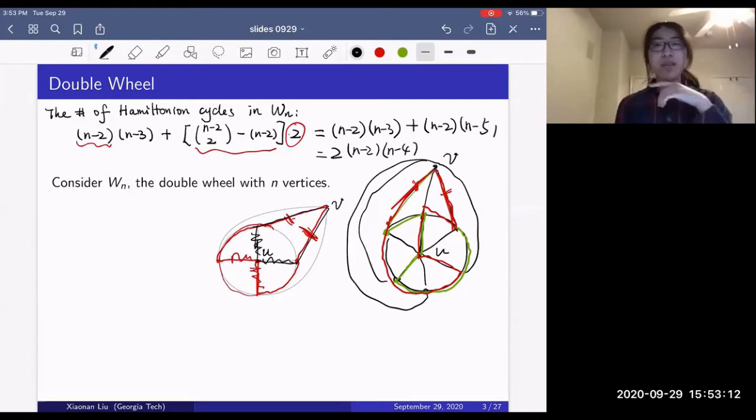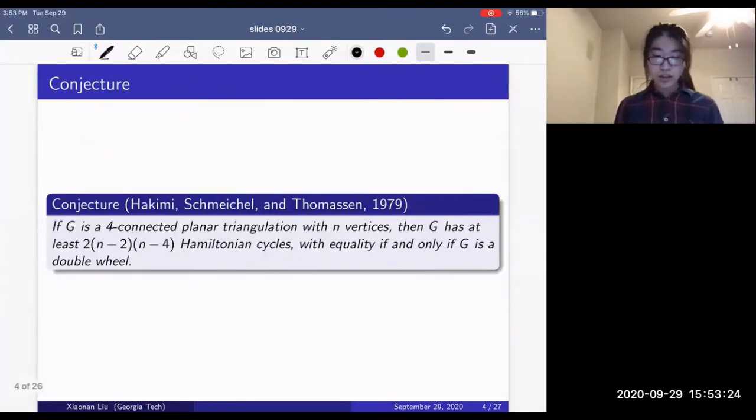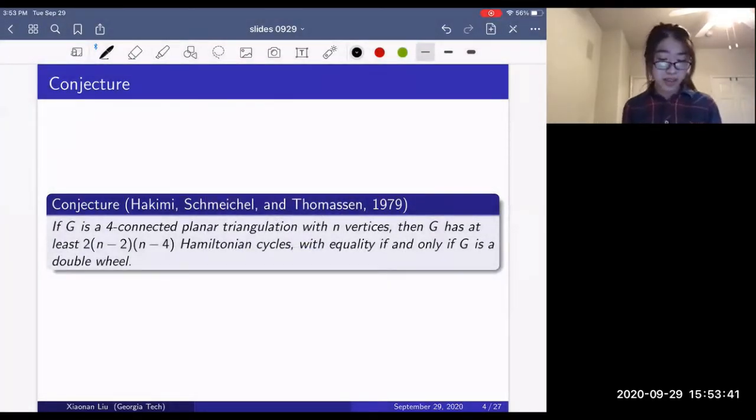And also we have one conjecture about the number of Hamiltonian cycles in 4-connected triangulations. In 1979, Hakimi, Schmeichel, and Thomassen conjectured that if G is a 4-connected planar triangulation with n vertices, then G has at least 2 times (n minus 2) times (n minus 4) Hamiltonian cycles, with equality if and only if G is a double wheel. So this is the number of Hamiltonian cycles in Wn.